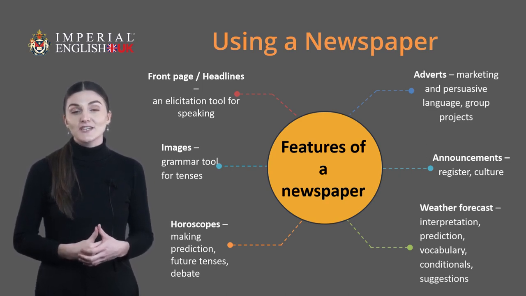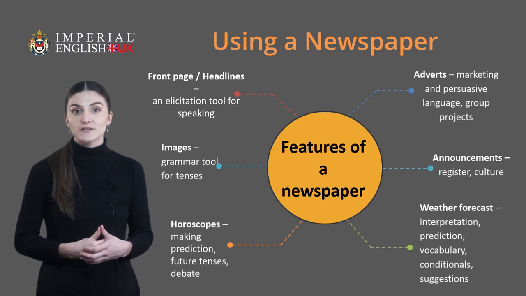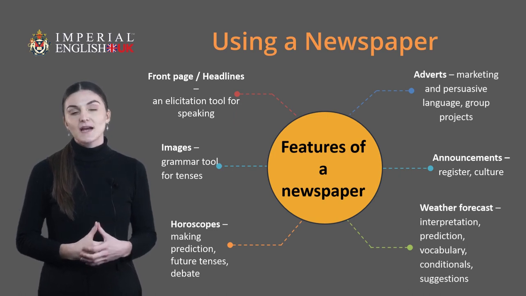Announcements, again, are a feature of typical British and American newspapers, particularly local ones, for announcing weddings, funerals, graduations, and so on. Weather forecasts can be used for interpretation, prediction, conditionals, and future tenses. There are also some that have not been mentioned, like TV guides and celebrity news. How could these be used? Pause for a moment to think about this, and talk to a colleague if possible.